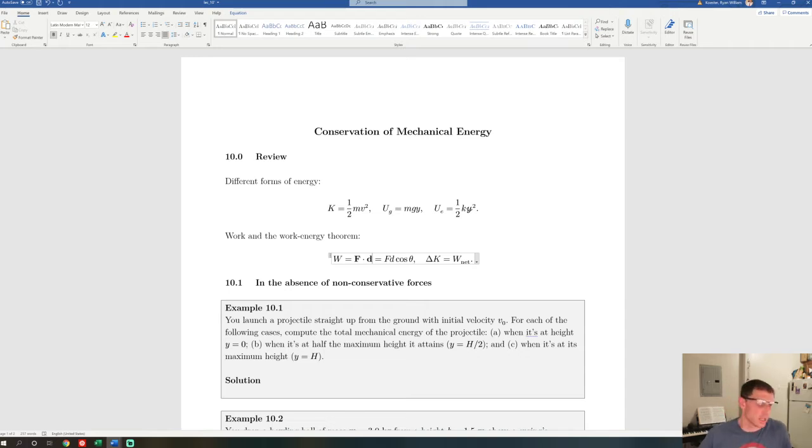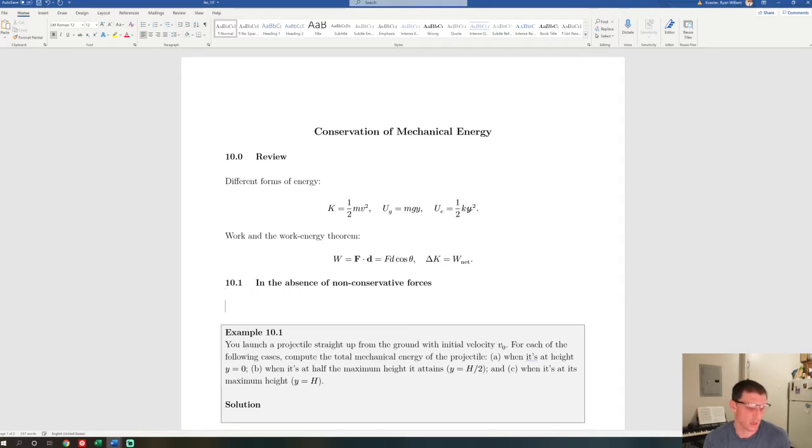Okay. So these are our equations, right? And just remember this last one here, since I didn't really say anything about it. It's just that the change in kinetic energy of an object is equal to the net work done on the object. Okay, so let's talk about conservation of energy in the absence of non-conservative forces.